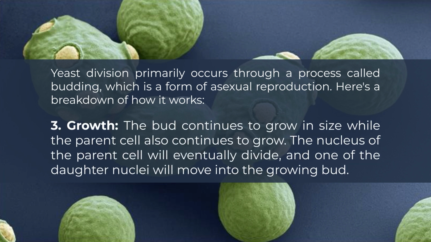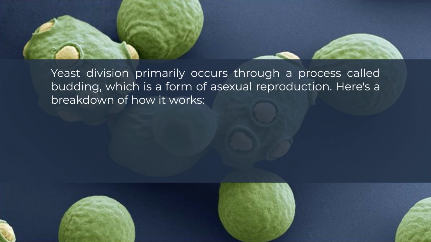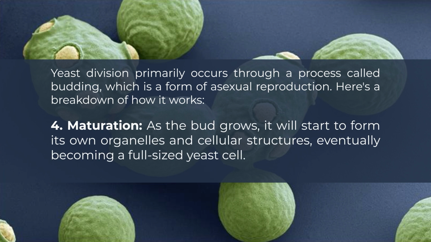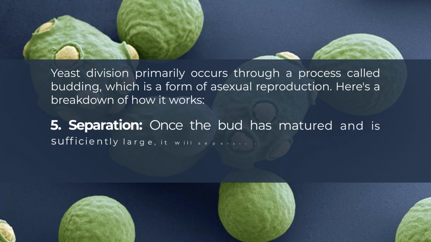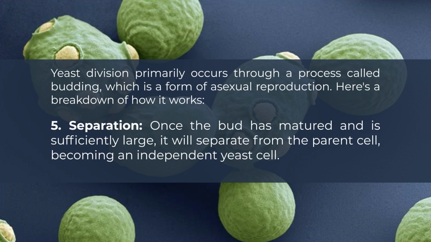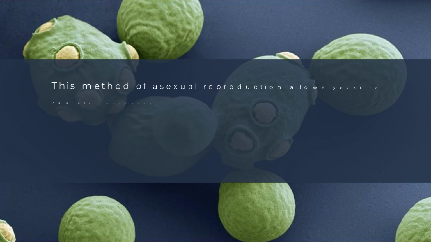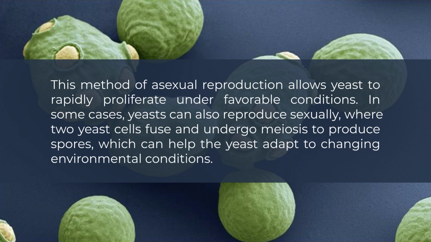Then the growth of that bud: the bud continues to grow in size while the parent cell also continues to grow. The nucleus of the parent cell will eventually divide and one of the daughter nuclei will move into the growing bud, followed by the maturation of that bud. As the bud grows, it will start to form its own organelles and cellular structures, eventually becoming a full-sized yeast cell. Then separation. Once the bud has matured and is sufficiently large, it will separate from the parent cell, becoming an independent yeast cell. This method of asexual reproduction allows yeast to rapidly proliferate under favorable conditions.